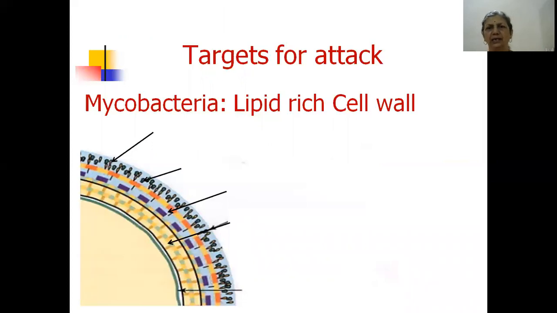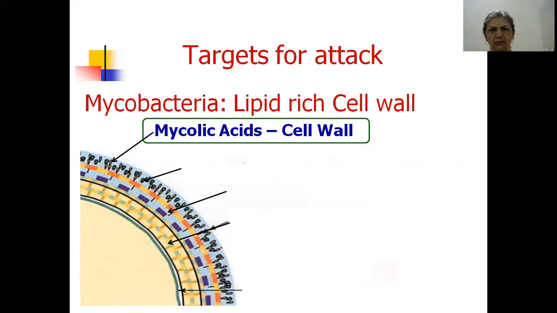The other understanding that we need to have about the infection is the morphology and the functioning of the microbe, which helps us to identify targets for drug action. For example, these mycobacteria have a lipid-rich cell wall with multiple layers, and the outermost layer is very much rich in mycolic acid. And therefore, many anti-TB drugs target synthesis of mycolic acid to damage the bacteria.